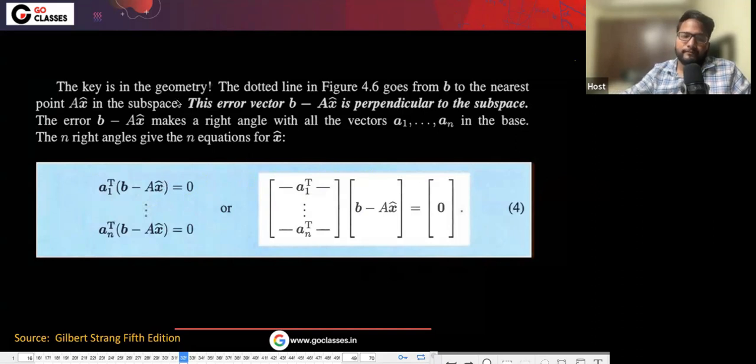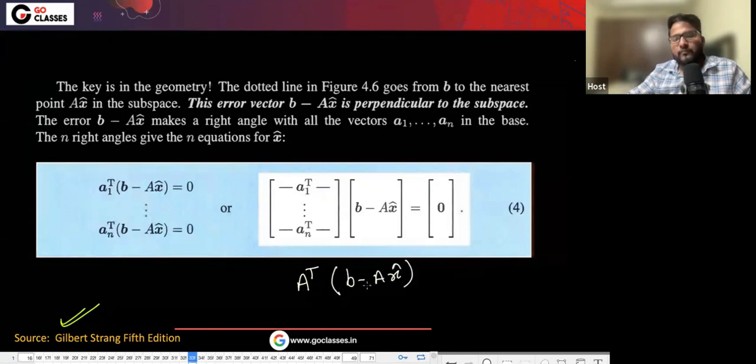Is this fine? This I have taken from Gilbert Strang. Now, all you need to do is basically this is nothing but A transpose into the vector b minus A x cap. This is a zero vector, right? This is zero. This is a vector, this is a matrix.